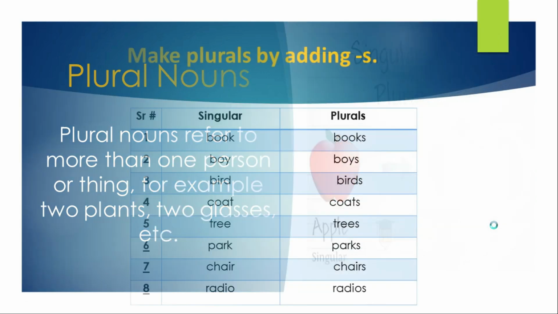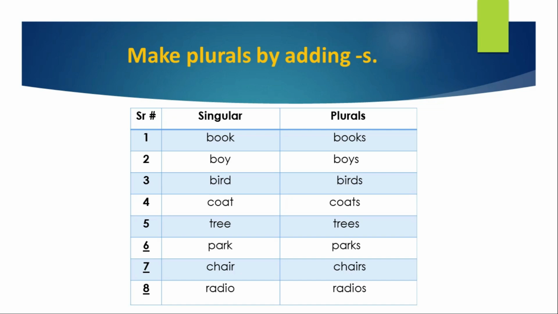So let's see, there's a list over here. You can see that there are some words with which we use s, and there are some words with which we use es. So you have to learn these words like book, books, boy, boys, bird, birds, coat, coats, tree, trees, park, parks, chair, chairs, radio, radios. Now in all these words we just put s with the noun, so they become plural.